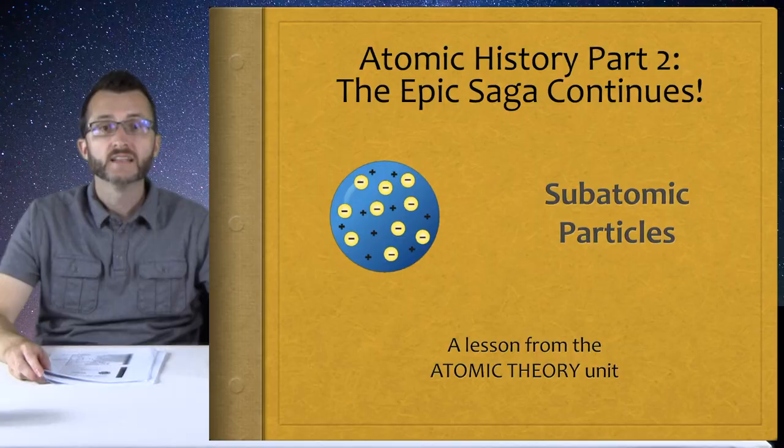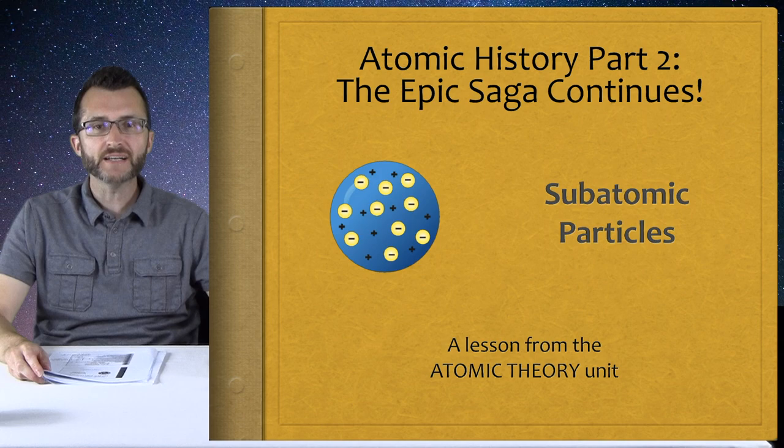So in the last episode, we talked about the Greeks and their contribution in philosophy to atomic theory. And we continued with Boyle and Lavoisier and talked about how chemistry was developed. And we ended with John Dalton and his hard sphere model. Today we're going to dig a little bit deeper and find out what was discovered to be contained within an atom. Let's get started. Atomic History Part 2.